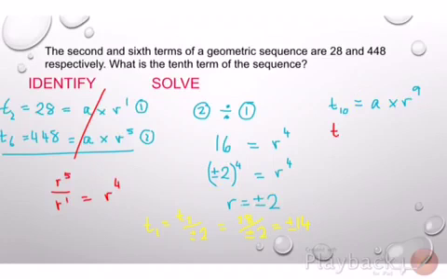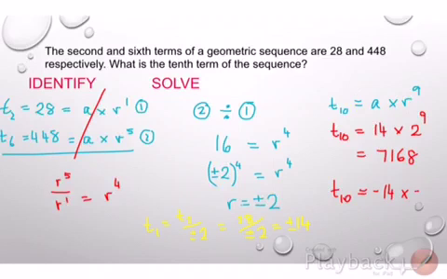So now to find my T10, I'm going to plug in those numbers. If I take A as positive 14, I have to take the ratio of positive 2, and I get 7168. And if I take T10 with a negative 14, that would mean my ratio was negative 2. So negative 14 times negative 2 all to the power of 9. You might want brackets when you're putting this into your calculator. And you end up with 7168. So it doesn't matter whether you take the positives or the negatives, you will still get an answer of 7168 for your T10, your 10th term.